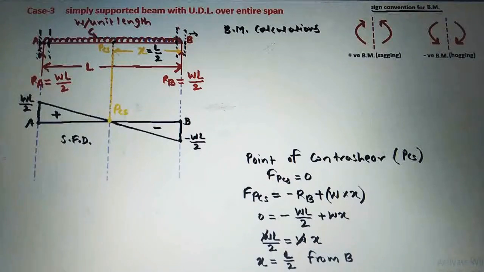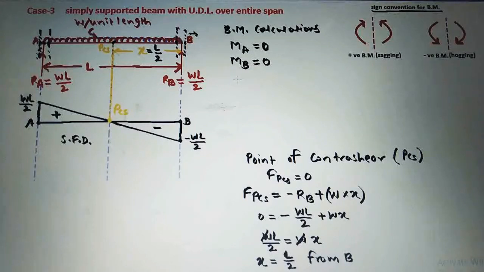calculations. Now see here, in the case of a simply supported beam, the bending moment at the supports should be equal to 0 unless and until there is a couple at the support. So as there is no couple here, the bending moment at the supports of the simply supported beam will be equal to 0. So MA and MB will be equal to 0.